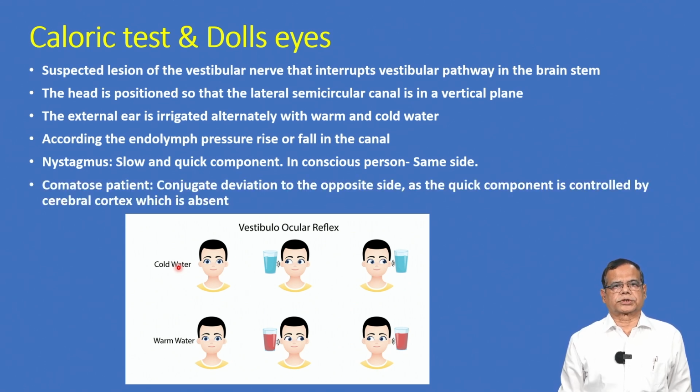In a comatose patient, conjugate deviation occurs to the opposite side as the quick component is controlled by the cerebral cortex, which is absent in the comatose patient.